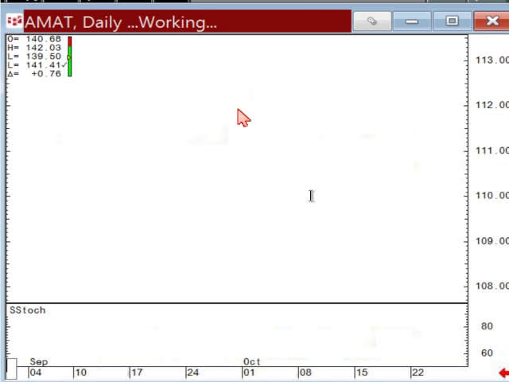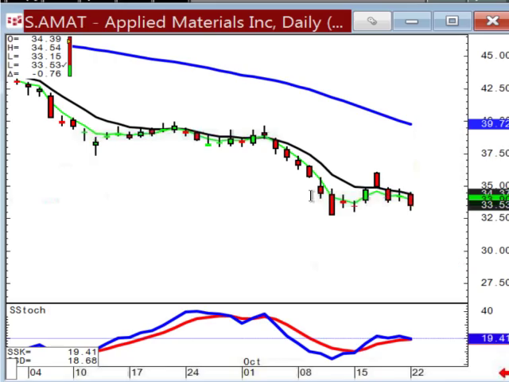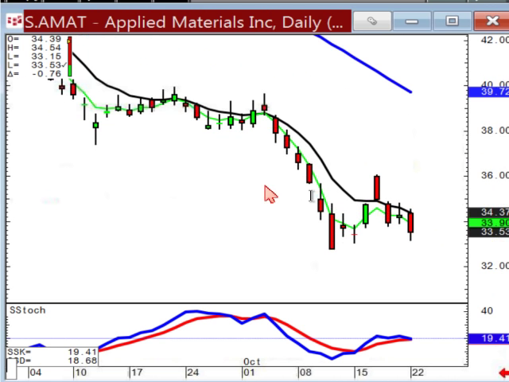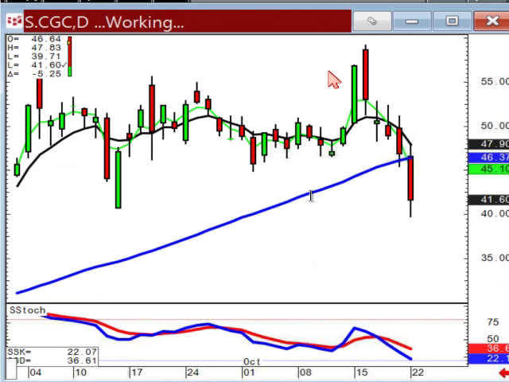AMAT has been drifting. You could be ready to go short on this on weakness. There's kind of your bearish belt hold, telling you that the bears are still in control. Disney, just stay long. I would probably use this level right here as a stop, because if it came back down through there, telling you that it's not going through this level, they're probably coming back to the T-line. CGC was in a downward trend. Now you can short it if you want to short it, if you haven't shorted it.